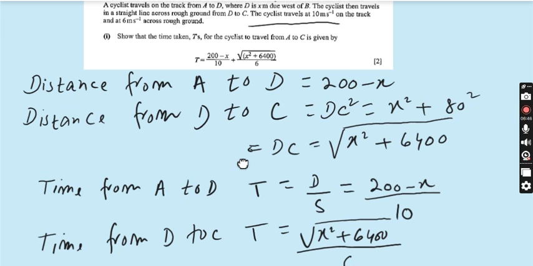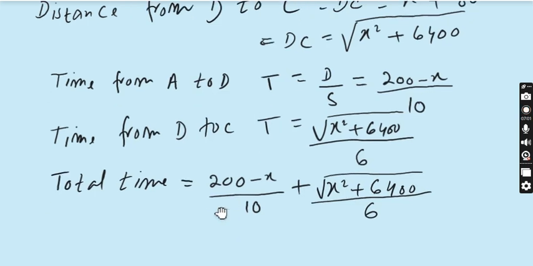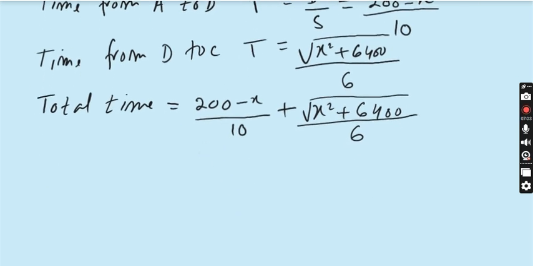Show that the time taken t seconds for the cyclist to travel from A to C is given by t equals 200 minus x upon 10 plus square root of x square plus 6400 whole upon 6. And you can see we have obtained the same answer. So this is the answer of part 1 shown. Move to the next part.